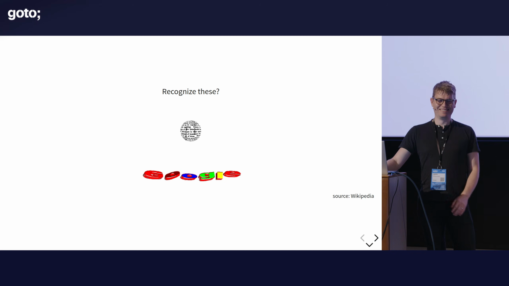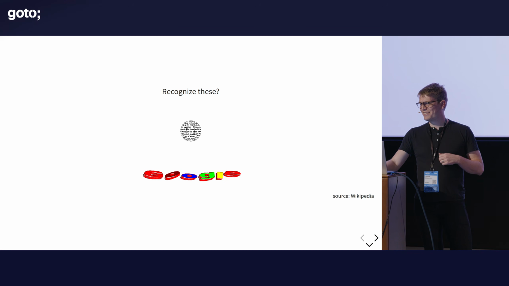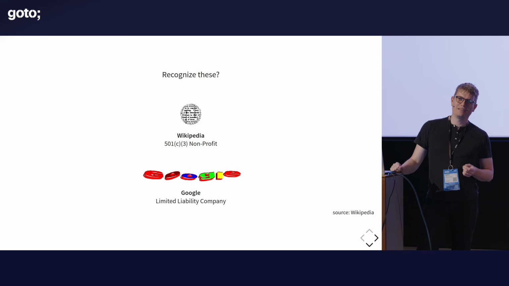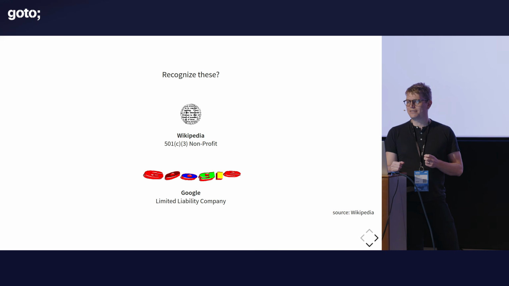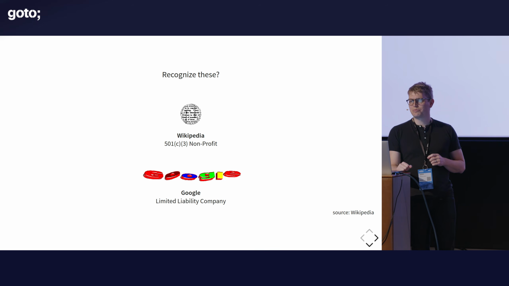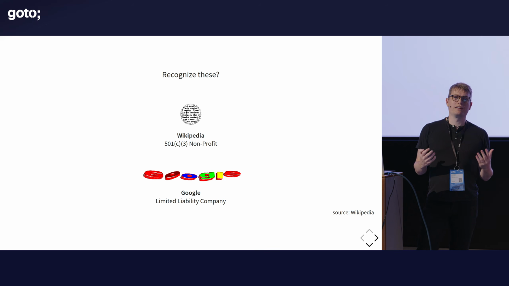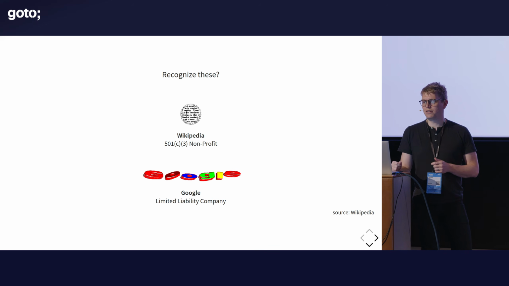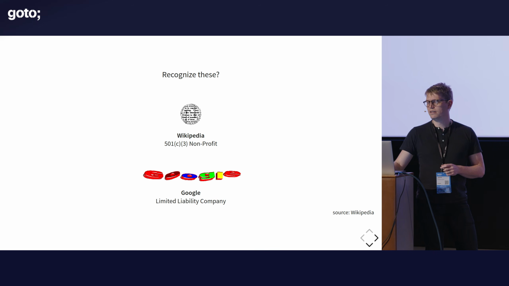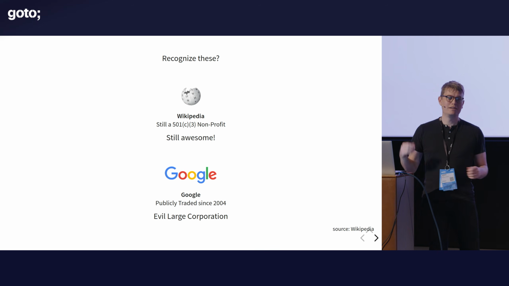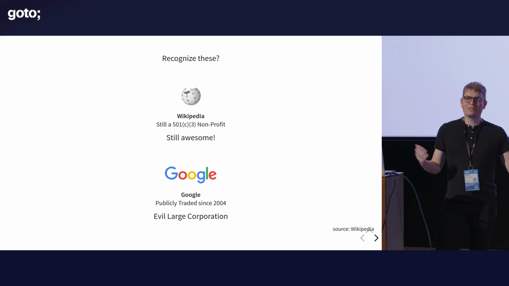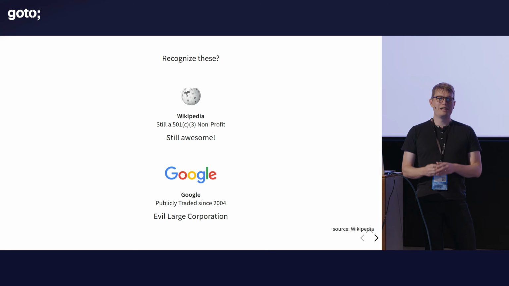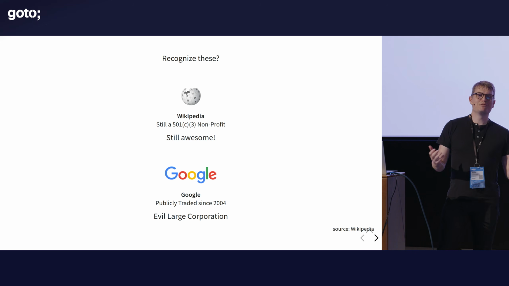Anyone recognize these? The Wikipedia logo is from the year 2000. The Google logo is from the year 1997. So these were contemporary early web websites, both really highly regarded. Everyone loved these websites. Wikipedia was a 501c3 nonprofit, and Google was a limited liability company. Fast forward to today. Wikipedia, still a 501c3 nonprofit, still awesome. Everyone still loves Wikipedia. Google, publicly traded since 2004, pretty much widely regarded as an evil large corporation at this point.